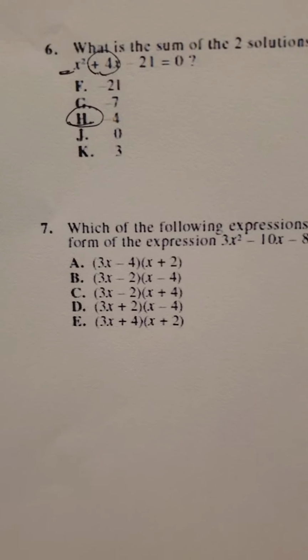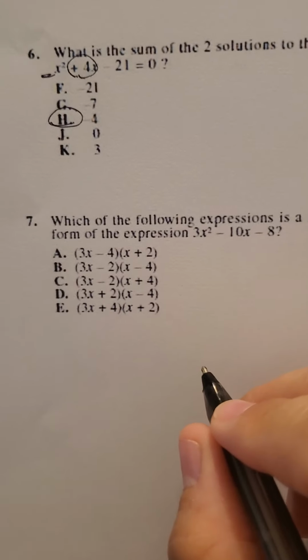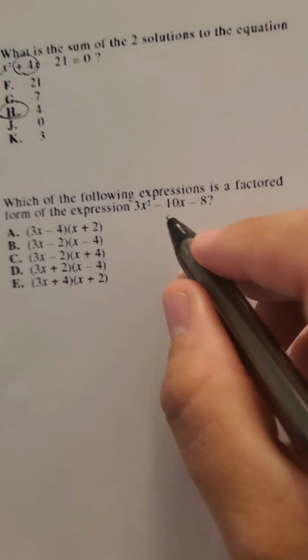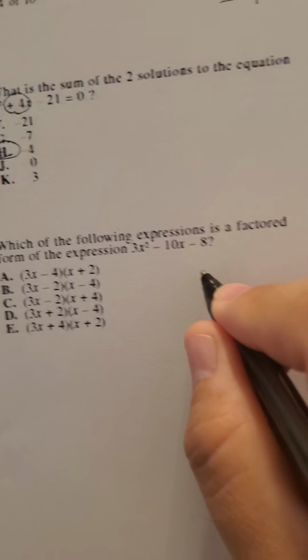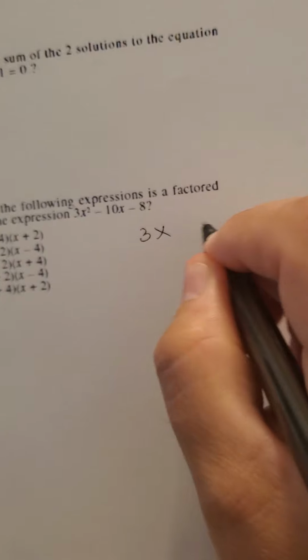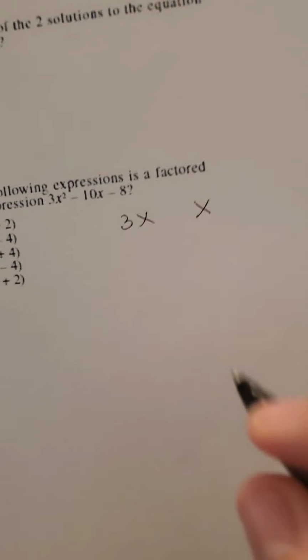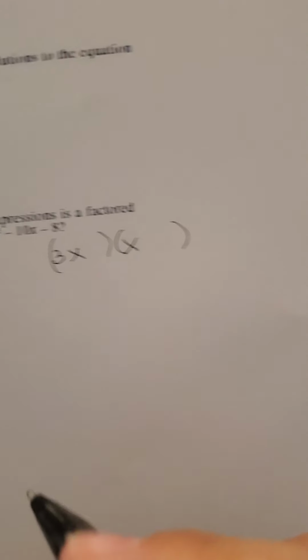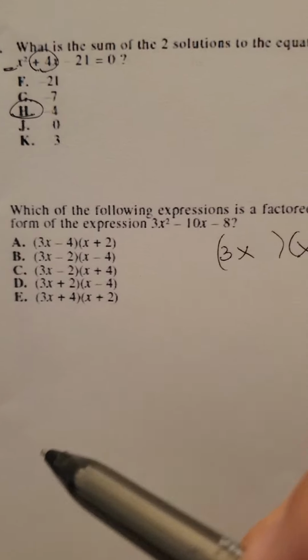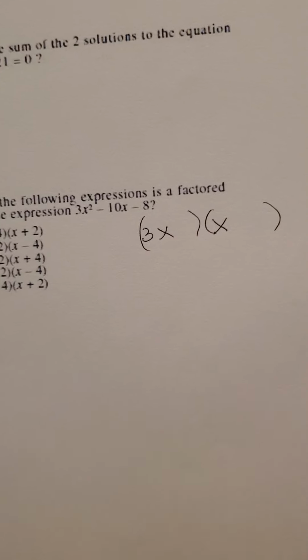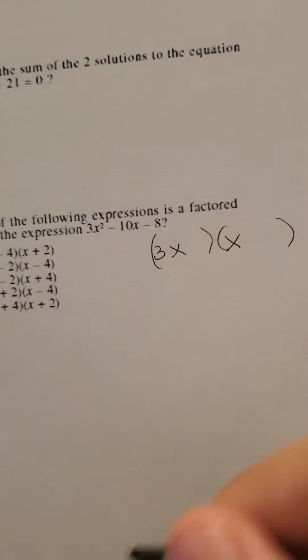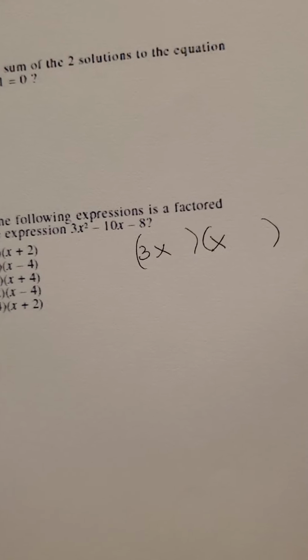All right, which of the following expressions is a factored form of the expression 3x squared minus 10x minus 8? Okay, so on this one, if I'm looking at this, I would go through and say, well, I know it's going to have a 3x, right? And we can go back to that one video we did before, but however you want to think of it. So I know it's going to be 3x something, x something, okay? So that's pretty much what I have over here. Now, negative 8 tells me that one's negative, one's positive. Now I got to figure out which is which, okay?